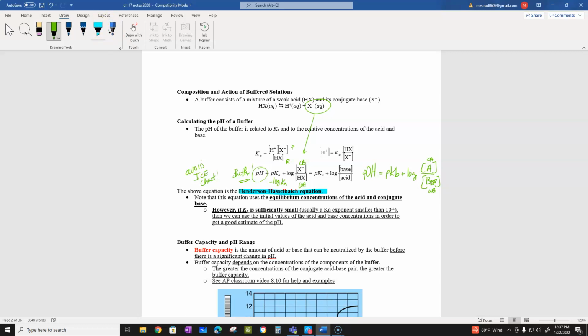Teachers, for some reason, don't always like to show this equation, and I don't know why, because it's freaking awesome, because I just sometimes need a break from ICE charts.